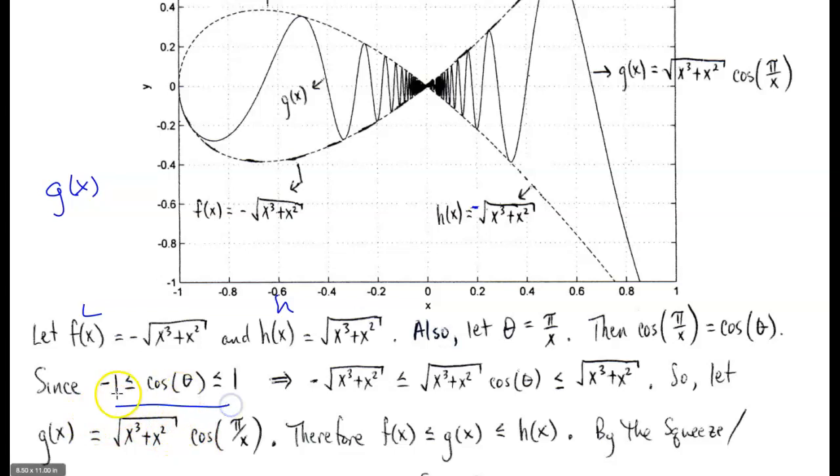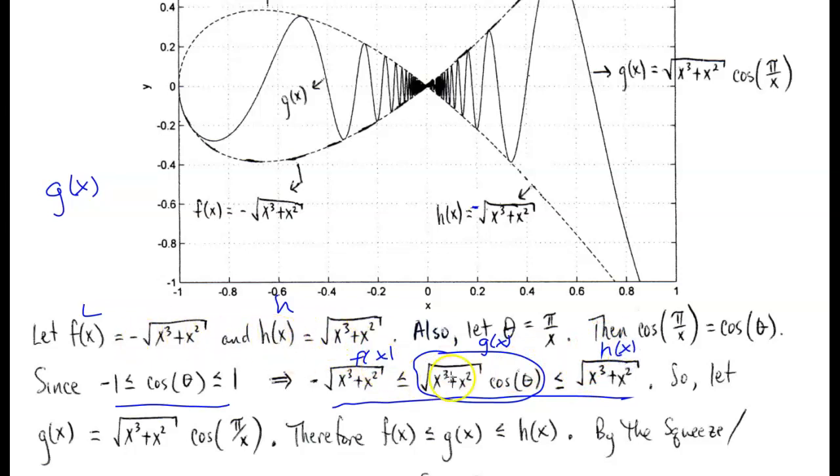Now, since cosine bounces in between -1 and 1 for all of its values of theta, if I were to multiply all three sides of this compound inequality by the square root of x cubed plus x squared, I would end up with this situation here. Because of that, we can let this be our g of x, this could be our f of x, and this could be our h of x.